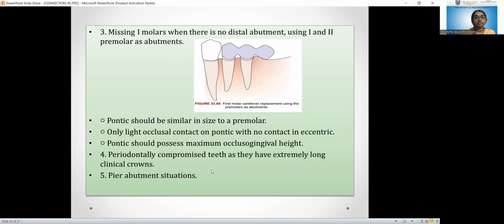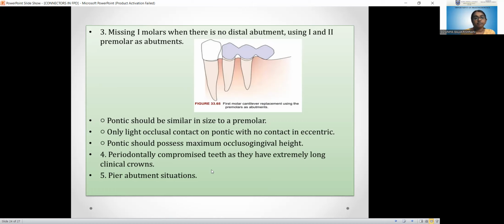The pontic should be similar in size to a premolar. Even though you are replacing a first molar, it should be of similar size to that of a premolar. You cannot keep a pontic which is of molar size. There should be only light occlusal contact on the pontic, with no contact in the eccentric relations. So occlusal contact should be minimal, and the pontic should possess maximum occluso-gingival height. Otherwise, it can cause stress on the pontic and it can depress the FPD in that area.